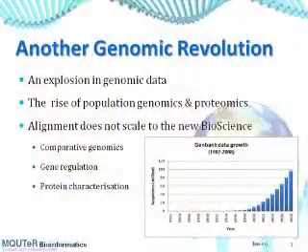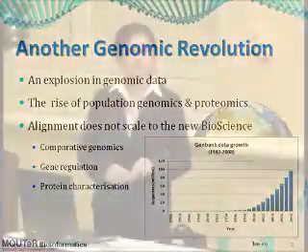With the new and improving development of sequencing machines such as 454, we've got an explosion in the genomic data that's available now, especially in the last 10 years, illustrated in the graph there. It shows the number of sequences, in millions, available in the GenBank database. Basically it's the rise of population genomics and proteomics.